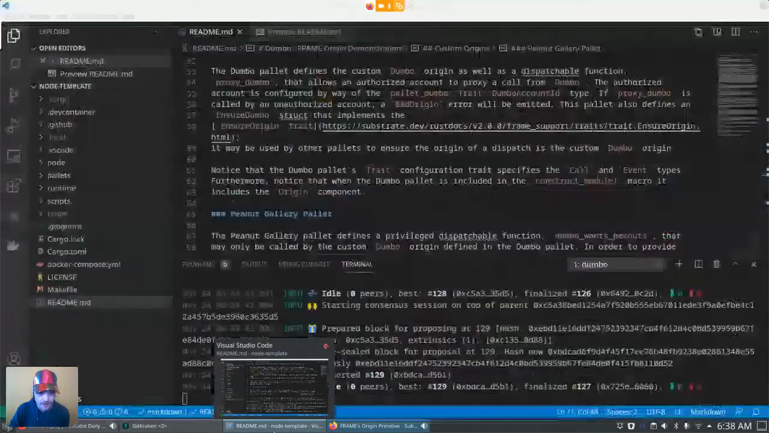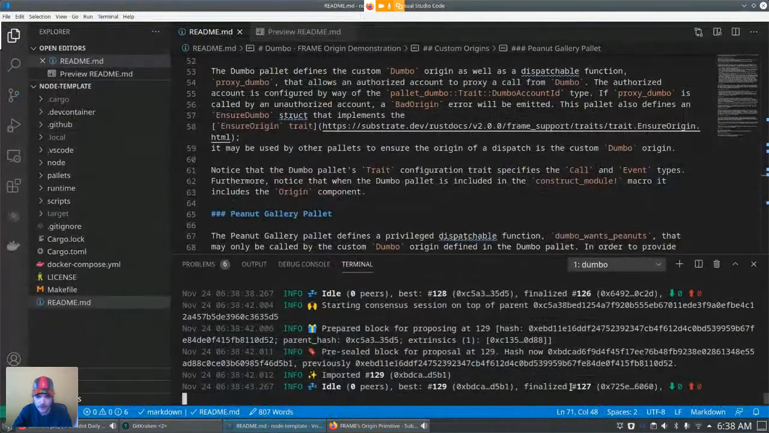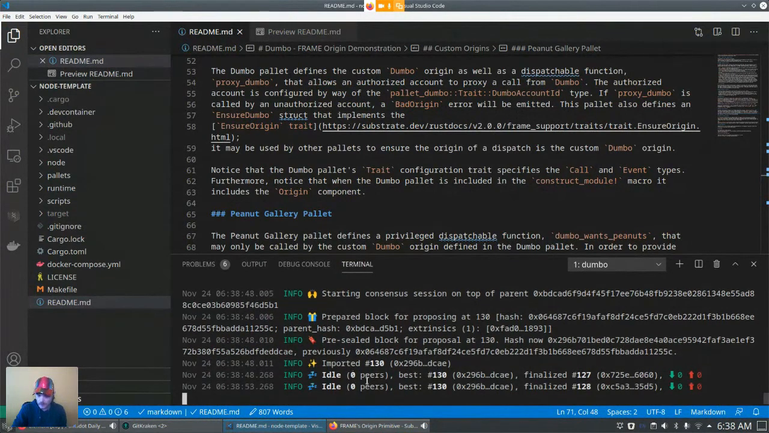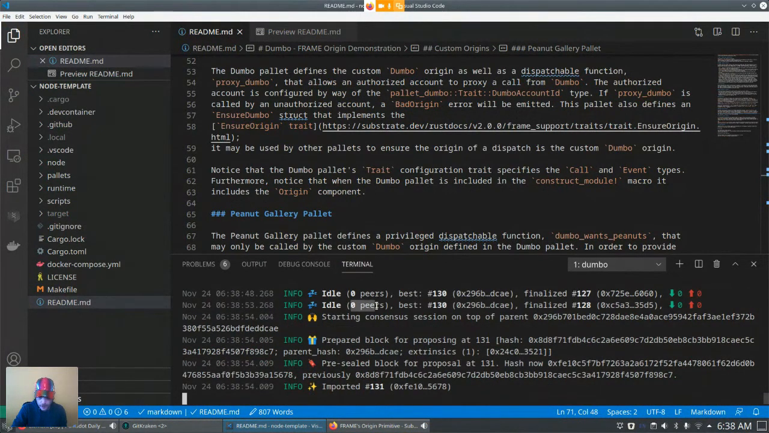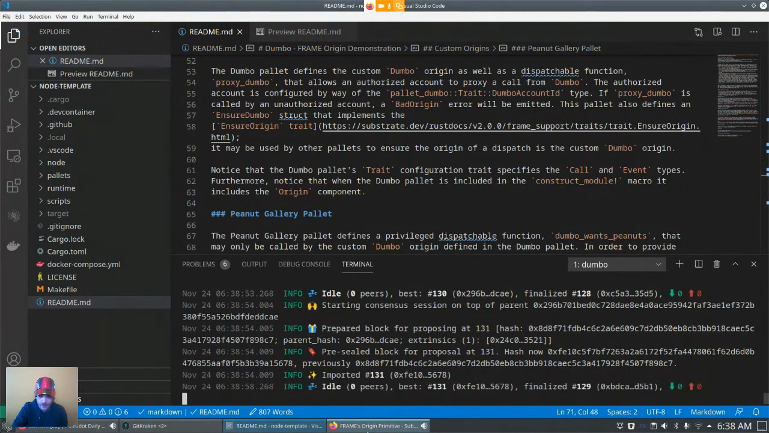Okay, so I am running my node. It's been running for a while here. I can see that it's finalizing blocks. It's running in development mode, so I have no peers, running all by itself, but still doing the finalization thing. Looking good.